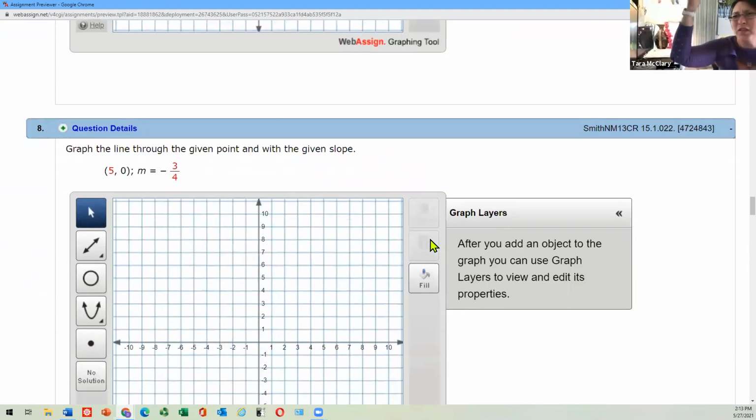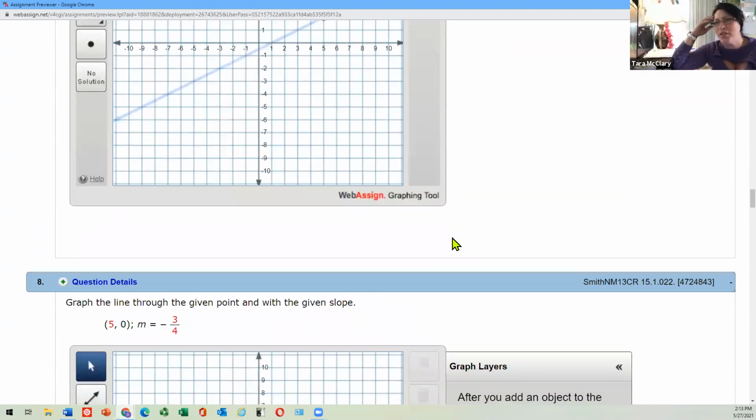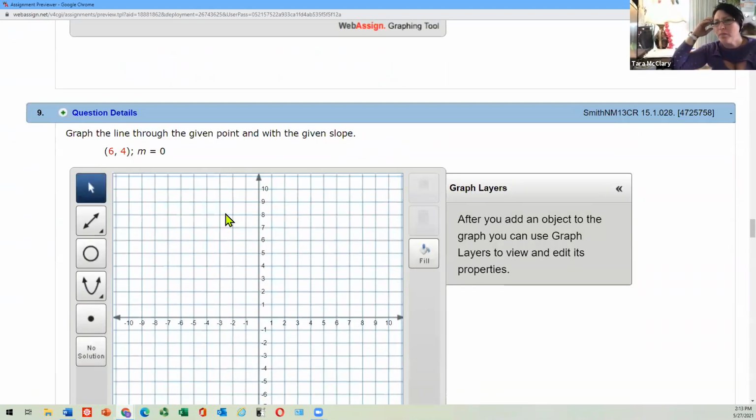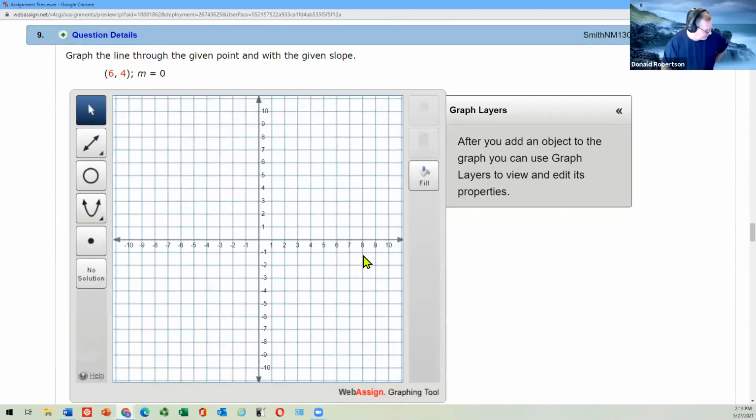Okay. If you get one that's a 0, like I'm trying to figure out how it would plot. Oh, this one. Let's do this one. Here we are. Can you see question 9? It's got a 0 in it. Let's do that one. The point is 6, 4. Put a dot there.